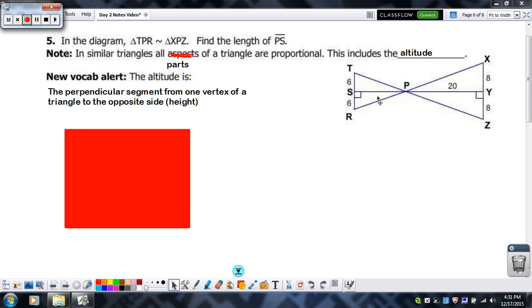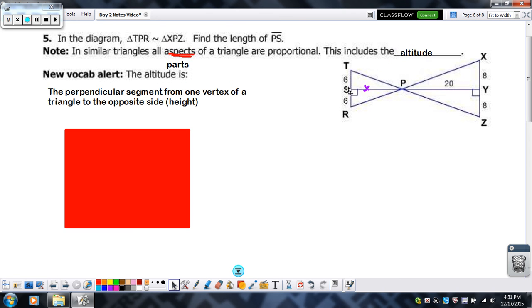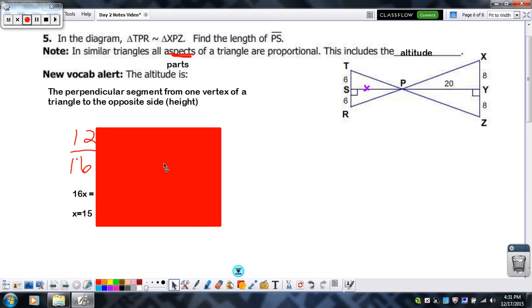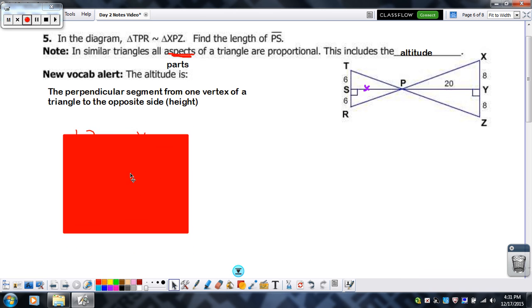We're looking for x, or we're looking for PS, which I can label with an x, and we're going to have to set up a proportion in order to solve this. So first I'm going to look for the side of my triangle. The side that I know of PTR is TR, and it's actually 12, not 6, so if you add these two pieces together. The corresponding side in my second triangle is side XZ. So I'm going to start with 12 divided by 16.